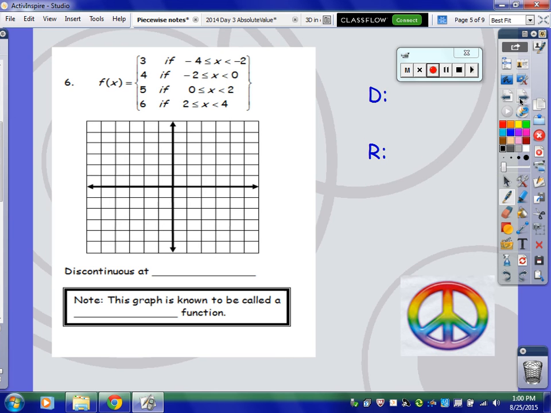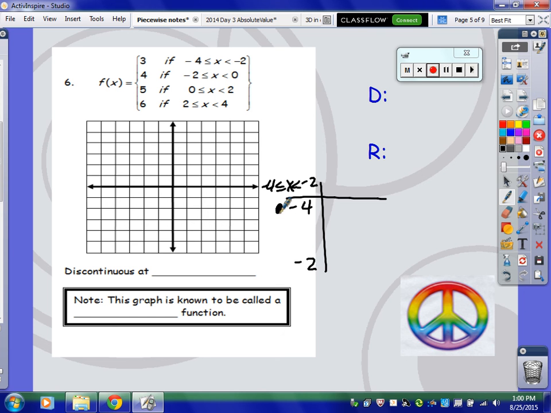Okay, let's graph a couple more of these. All right, notice this one. So notice our x's have a beginning and end for each of them, and our y values are only going to be horizontal lines because they're only single values, 3, 4, 5, and 6. All right, so let's get an idea of how this goes. Let's look at that first piece. So we're going to graph between negative 4 and negative 2. So we're going to start it at negative 4. We're going to end it at negative 2.